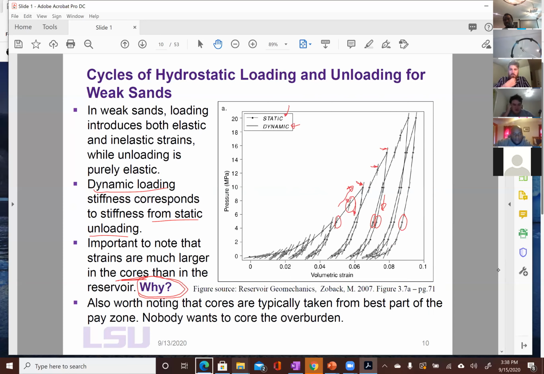Is this due to depending on what kind of test you have? Because if I just have a small core and I compact it, it's going to strain. It's related to that in comparison to the reservoir. So it's size, basically. It's related to size. And we're talking about strains, right? What strain?